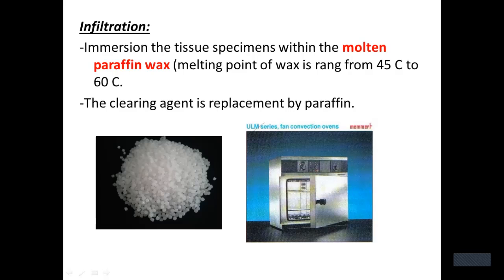The clearing agent is replaced by what? By paraffin. Why do we do this infiltration step? To replace the clearing agent by paraffin. If the clearing step is not done, the paraffin wax is not replaced by the alcohol or by the dehydrating agent. For this, the clearing is very important. This figure shows the paraffin wax, and the melting point must be this number. And this is also used to preserve the sample in this area.